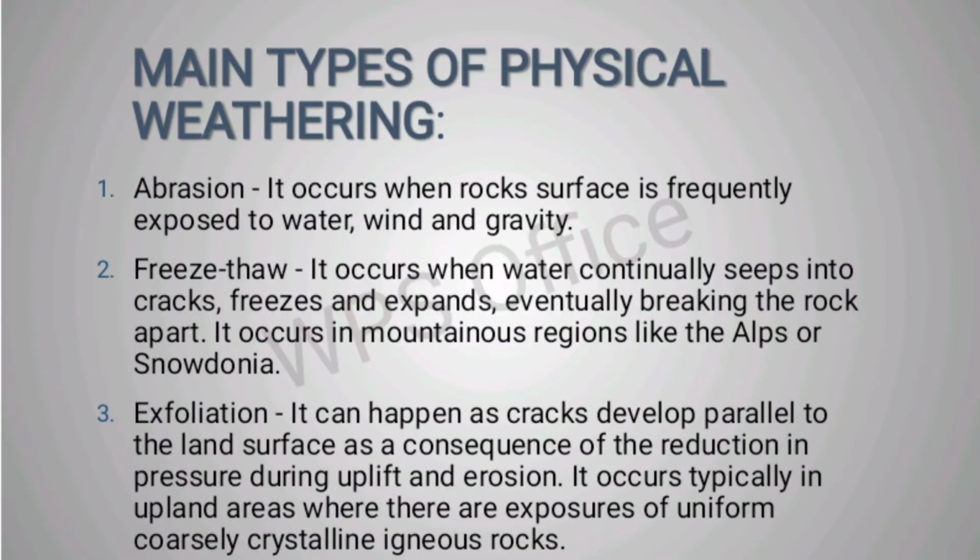Number two is freeze-thaw. It occurs when water continually seeps into cracks, freezes, and expands, eventually breaking the rock apart. It occurs in mountainous regions like the Alps or Snowdonia. So, it is a process of erosion that happens in cold areas where ice forms.